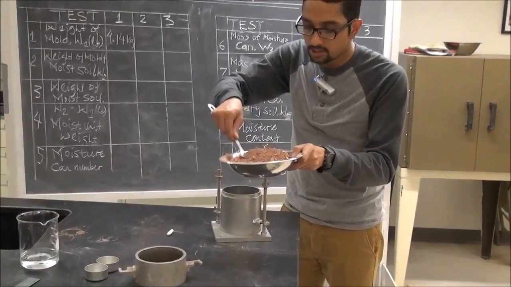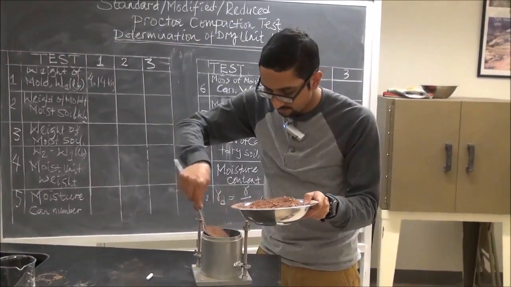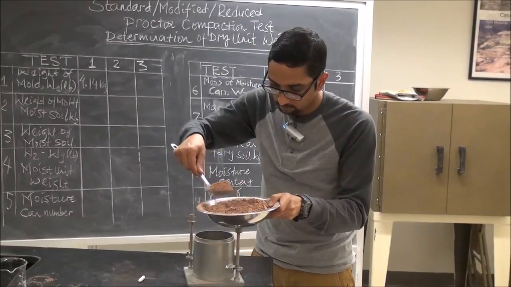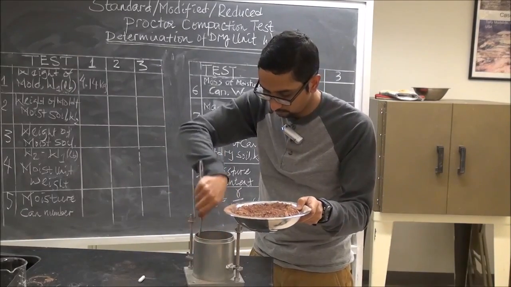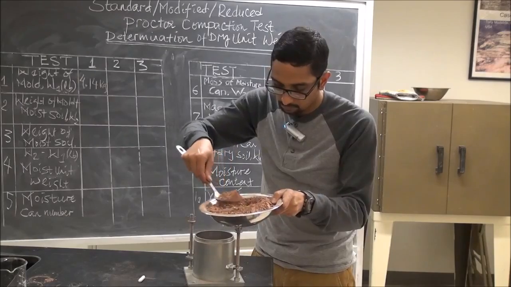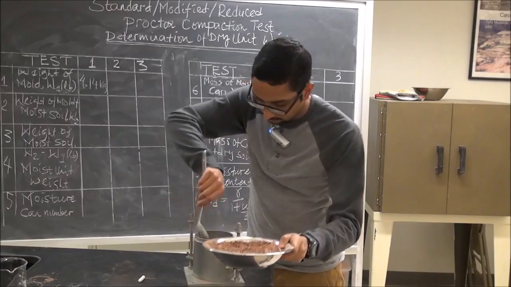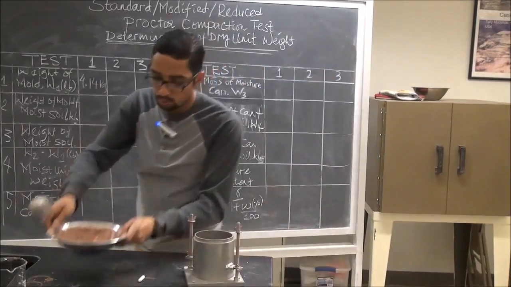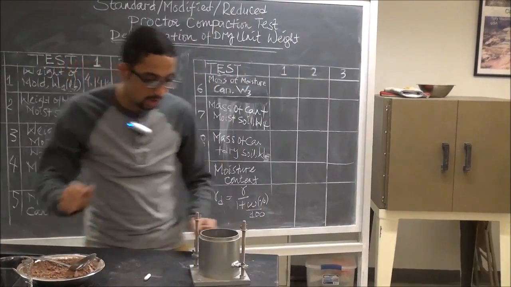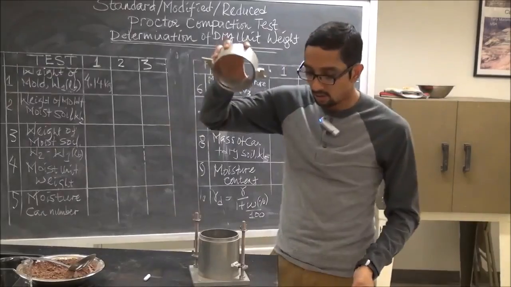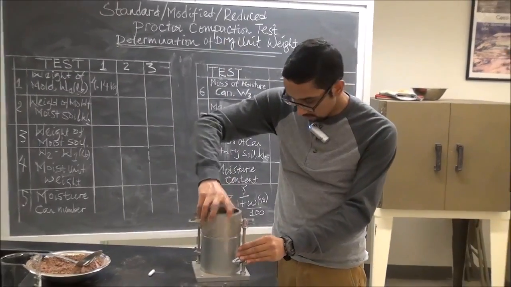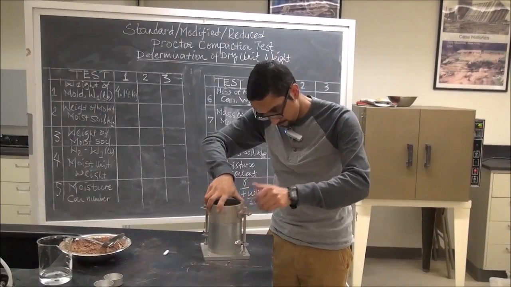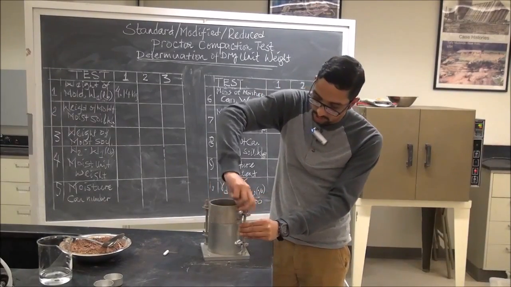Make sure you break these large lumps of soil. Okay, after you put 2 to 3 inches of soil in your compaction mold, the next thing to do is fit your collar. You can fit it by twisting, and make sure it's tight.